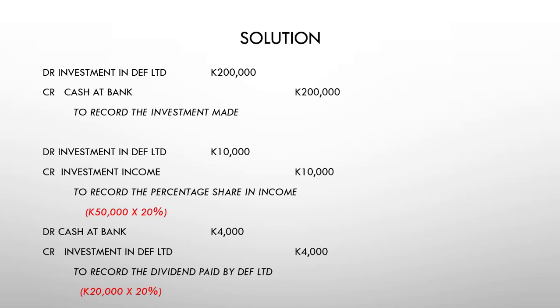Now, with regards to the dividend, that will be debit cash at bank and then credit investment in DEF. So, as you can see, the dividend paid or received from DEF actually reduces the investment account of the investor, which is ABC.